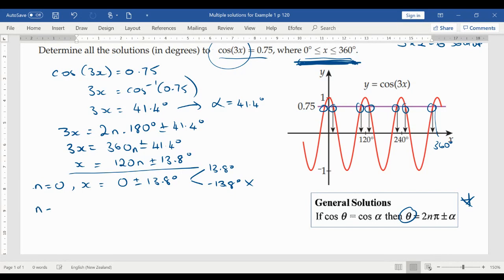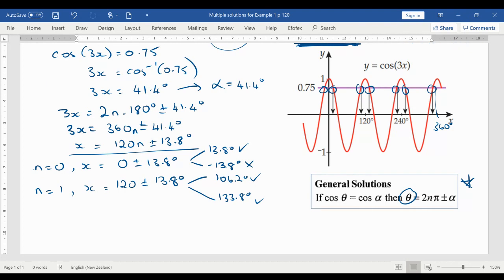So next we take n is 1 from the general solution, so x equals 120 times 1, which is 120, plus or minus 13.8 degrees. If you plus the 13.8, it generates 133.8 degrees, and if you minus the 13.8, it generates 106.2 degrees. So far you've got 1, 2, 3 solutions, and what you want to do is keep going until you get all of them that are less than 360 degrees.